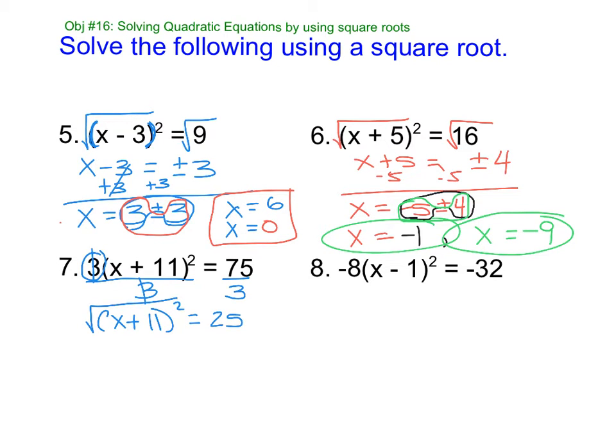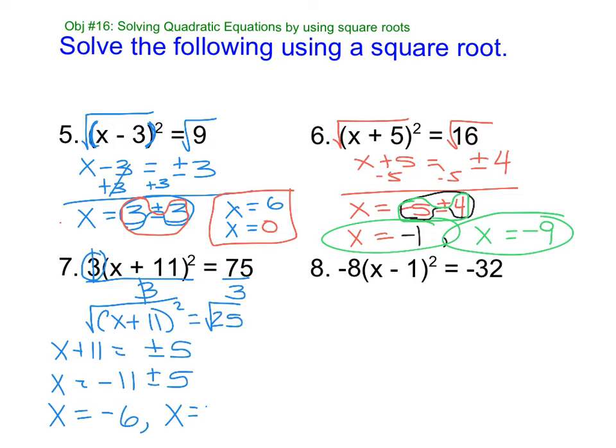Square root, x plus 11 equals plus or minus 5. I'm going to subtract 11 on both sides. So negative 11 plus or minus 5. Negative 11 plus 5 is negative 6. Negative 11 minus 5 is negative 16. And those are our answers.